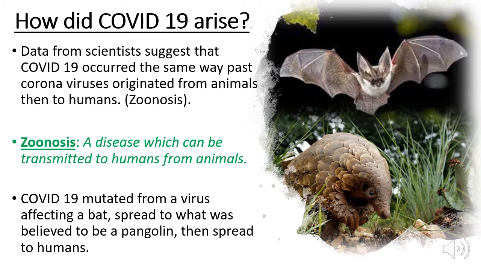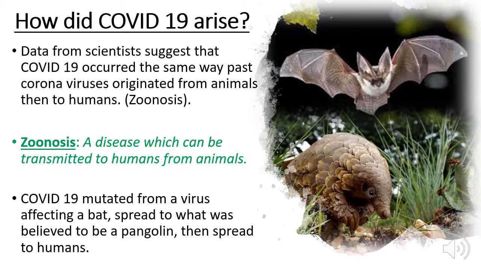How did COVID-19 arise? Well, data from scientists suggest that COVID-19 occurred the same way past coronaviruses originated, from animals to humans, which is known as zoonosis. That's a term that you guys can write down and keep in your notes if you want to, but I would suggest that this is a term you would need to know when you're talking about COVID-19, because zoonosis is a disease which can be transmitted from humans to animals or animals to humans. The point about it is it can go either way.